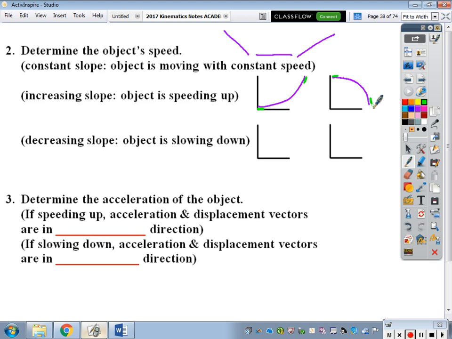So how do I figure out whether something is speeding up or slowing down? I ask myself, where is the zero slope? If the zero slope is in the beginning, we know that the object should be speeding up. How do we show the object slowing down? That would be the decrease in slope. So it means that we're going to finish with the zero slope, or close to it.